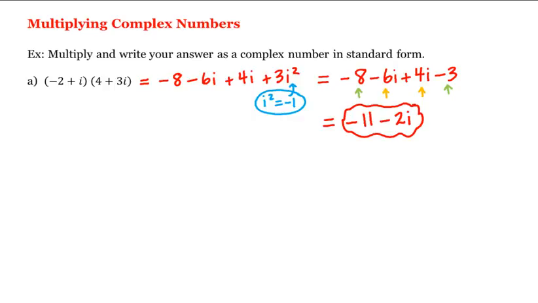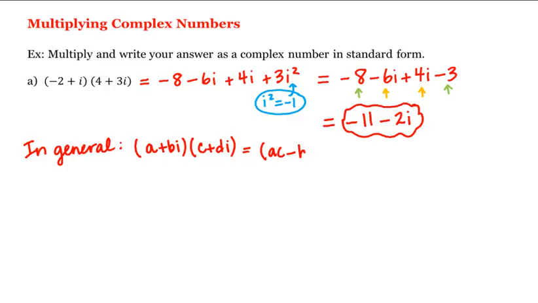Now, in general, we have the following formula: when multiplying two complex numbers, a plus bi and c plus di, we get ac minus bd for the real part, and then bc plus ad i for the imaginary part. And you should verify this to yourself by foiling this out here.